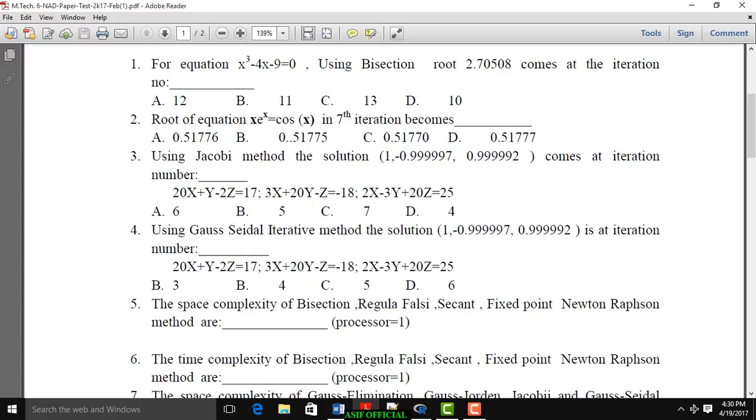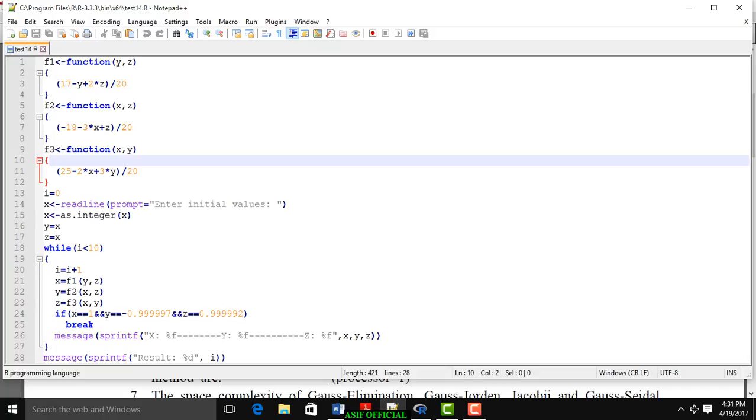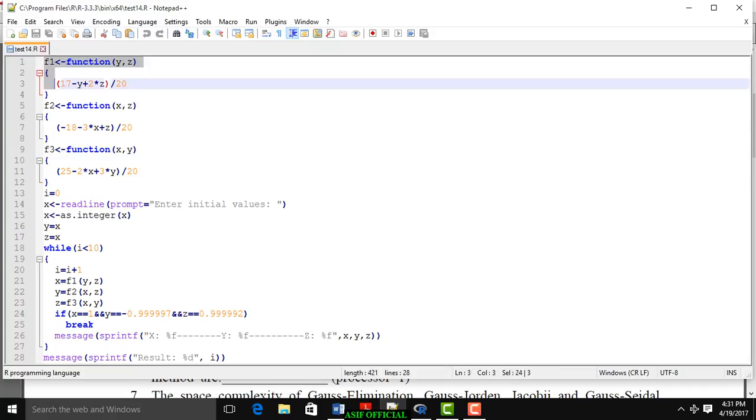So the question is: using the Gauss-Seidel iterative method, we have to find at which iteration number this method gets solved. This is question number 4, and I have already written the source code for the program. Here it is.